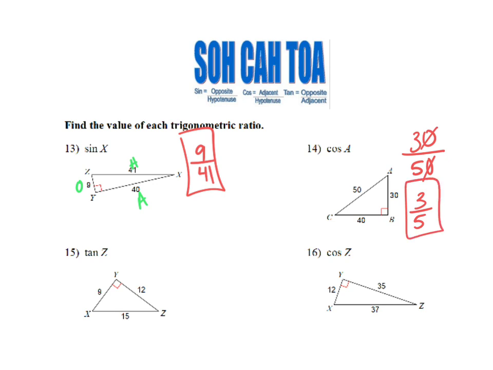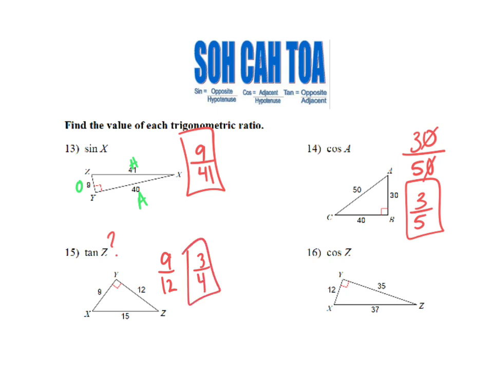All right, let's see if you can do some of these. I'm just writing the trig ratio. You do on number 15, can you do tangent of Z? All right, from angle Z, tangent is opposite, that'd be 9, over adjacent, that'd be 12. You'd have 9 over 12, but you should reduce your 9 over 12 to 3/4.